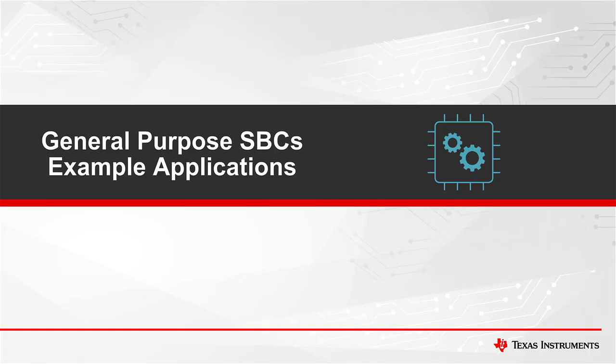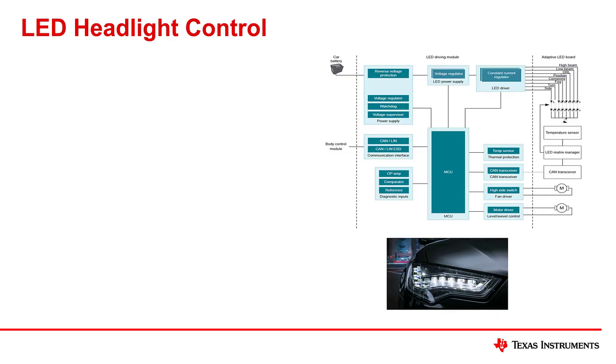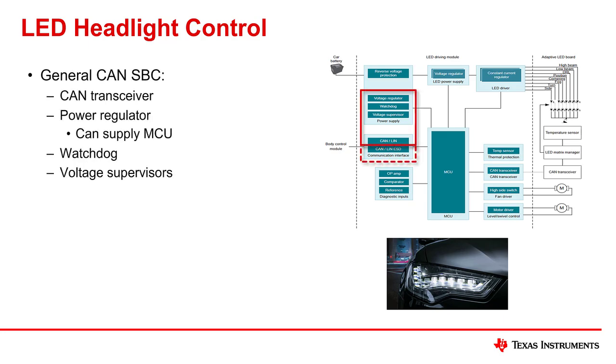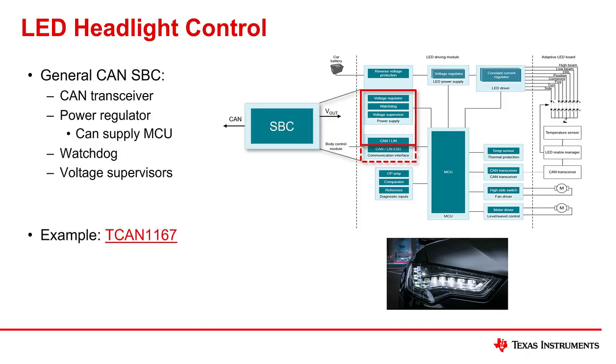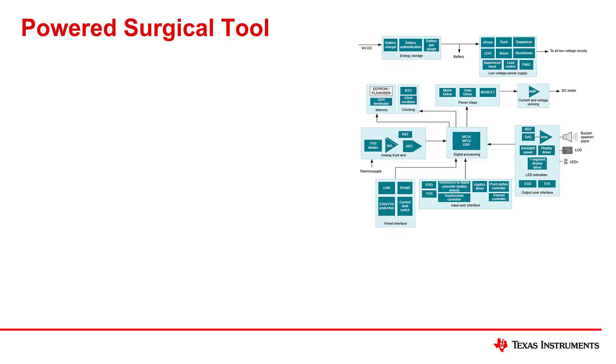Now let's look at some specific applications that would benefit from general-purpose SBCs. A good example of a system where SBCs may be utilized is an LED headlight control. The original reference has a separate voltage regulator, watchdog timer, voltage supervisors, and transceiver interface. Devices like TCAN1167 integrate the transceiver interface, voltage regulators, a watchdog, and some basic voltage supervision that can replace discrete protection devices.